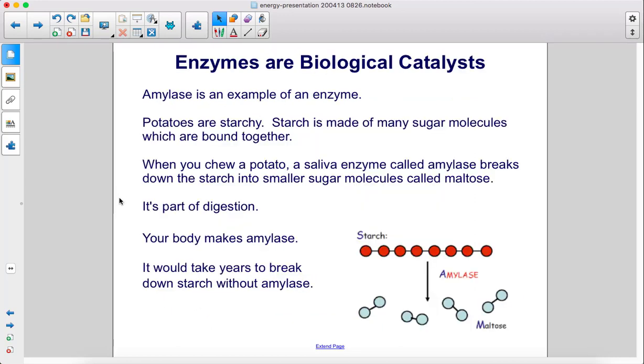Amylase is an example of an enzyme. Potatoes are starchy. Starch is made of many sugar molecules which are bound together. When you chew a potato, a saliva enzyme called amylase breaks down the starch into smaller sugar molecules called maltose. It's part of digestion. Your body makes amylase. It would take years to break down starch without amylase.